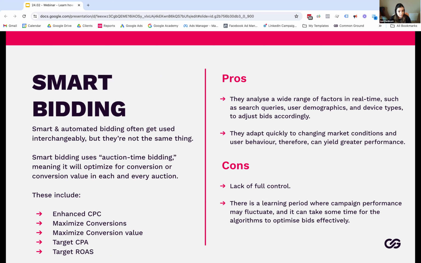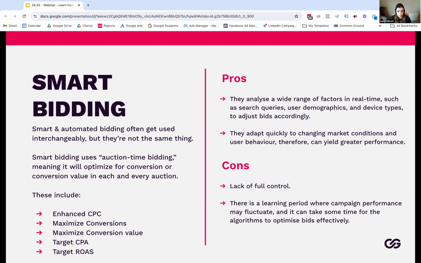Smart bidding and automated bidding often get used interchangeably. However, they're not quite the same thing. Smart bidding uses auction time bidding, meaning it will optimize for conversion and conversion value at each and every auction. There's 5 of the automated bidding strategies that are also smart bidding strategies, and you can see them here. They analyze a wide range of factors in real time, such as the search query, user demographics, and device types, and adjust the bids accordingly. So it tries to get the best results each and every time.